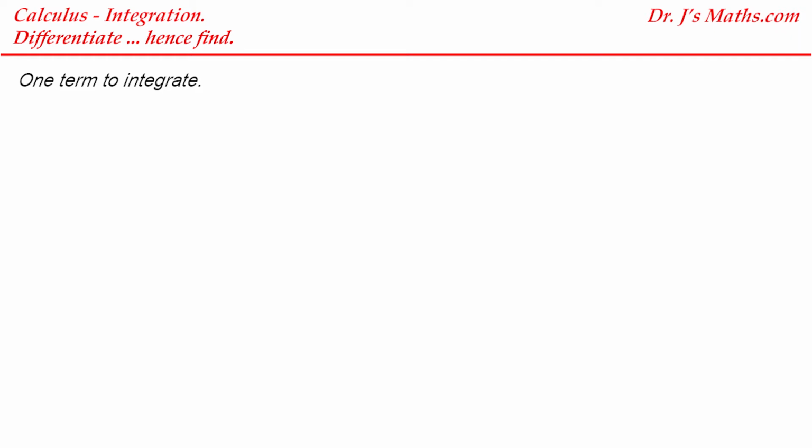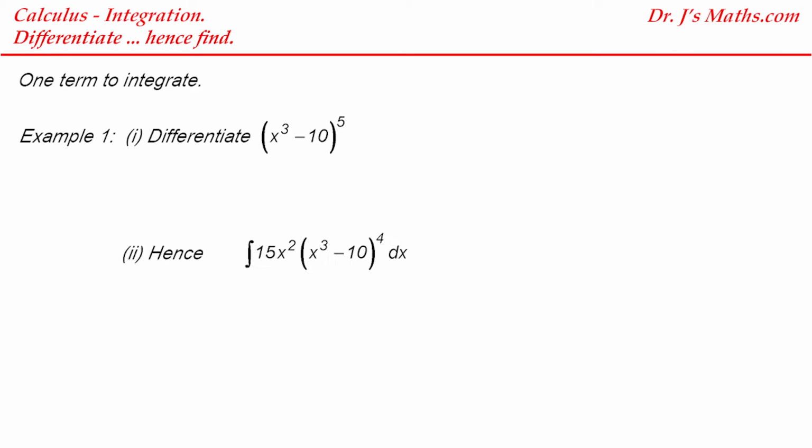We start with a nice straightforward one where we have only one term to integrate. A question might be differentiate x cubed minus 10 all to the fifth. The second part of the question is going to be hence find the integral of 15x squared (x cubed minus 10) to the fourth dx. Here in the second component, after the integral sign, we have a function which is related to that given in part 1.